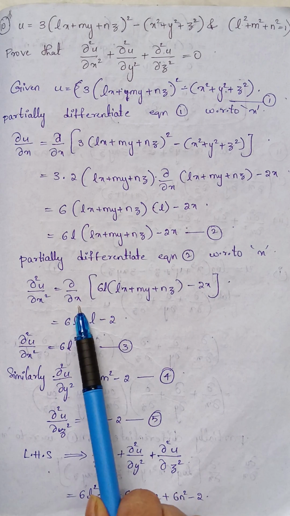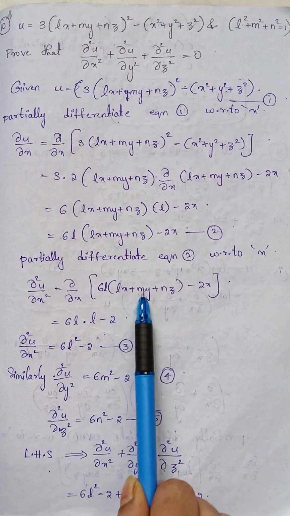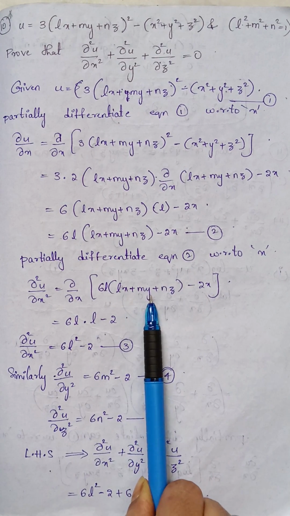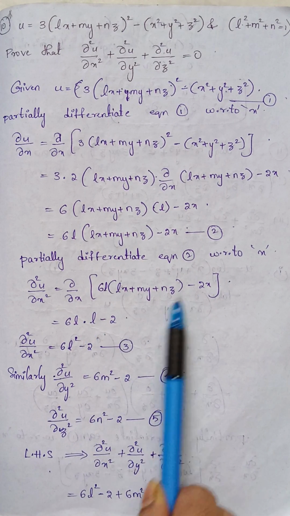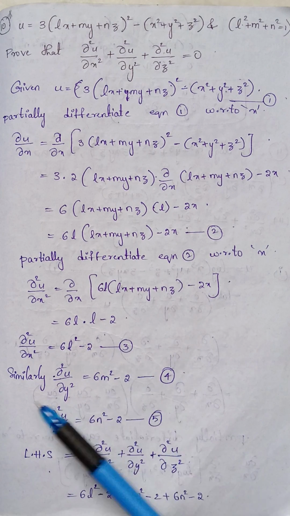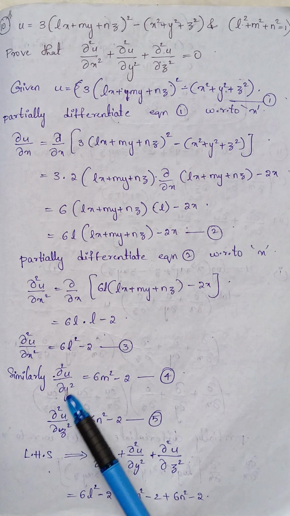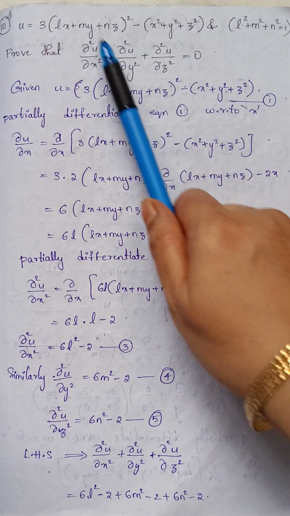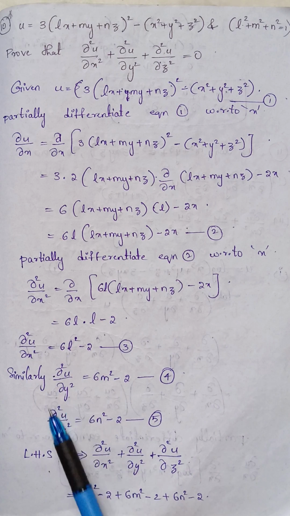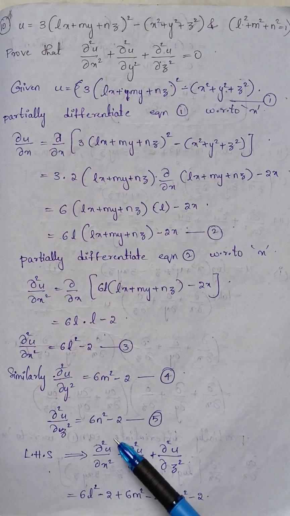Again with respect to x, 6L is constant and Lx derivative is L, and the other terms are constants because with respect to x, y and z are constants. So zeros. Here only L minus 2x, derivative is 2. It is nothing but 2L square minus 2. Similarly, when we take y, again with respect to y, instead of L we get m, because these degrees are the same here. So instead of L you keep m, then we get dou square u by dou y square. Similarly, for dou square u by dou z square, 6n square minus 2.